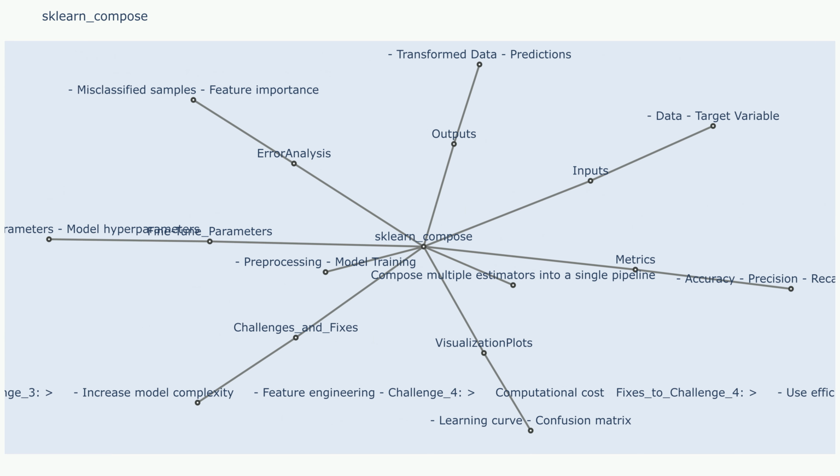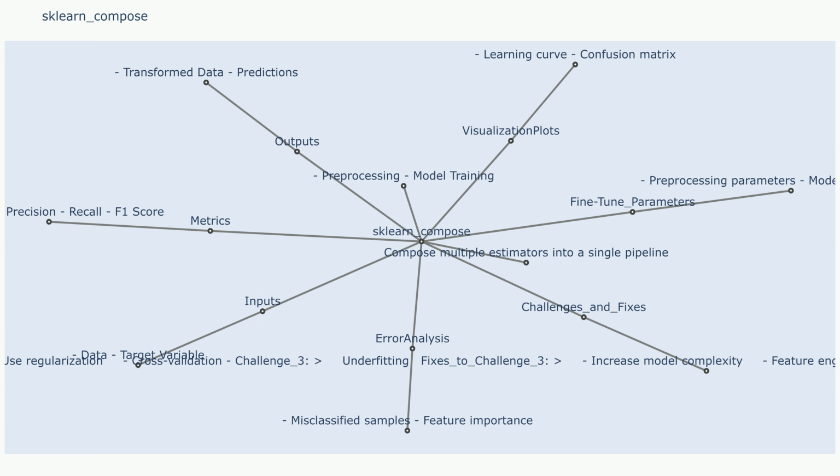Challenge 2: overfitting: the model performs exceptionally well on the training data but generalizes poorly to unseen data. Sample use case that resulted in challenge 2: using a complex model with too many parameters or not enough data for the model to learn from. Fixes to challenge 2: consider simpler models. Apply regularization techniques. Use cross-validation to evaluate model performance.